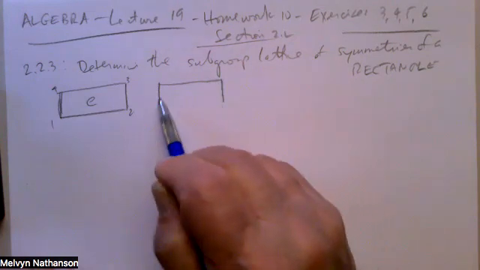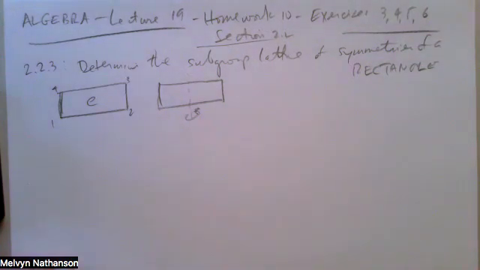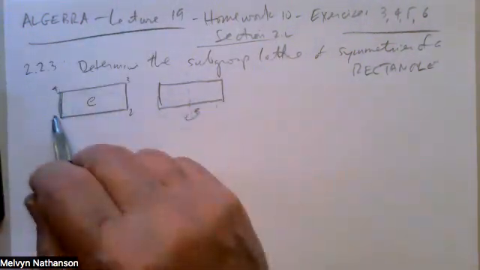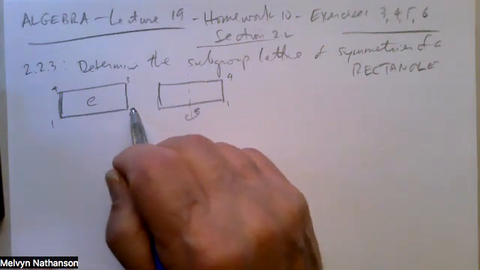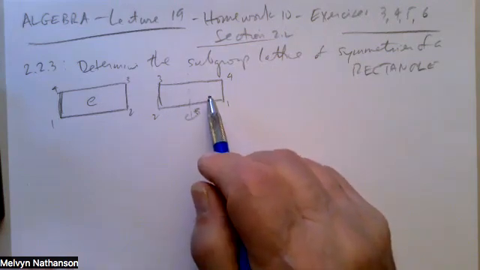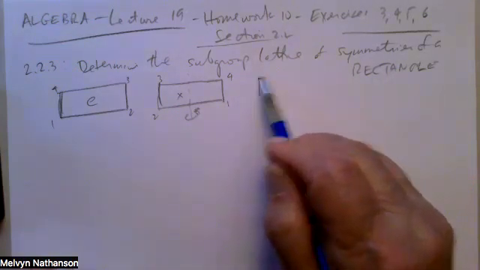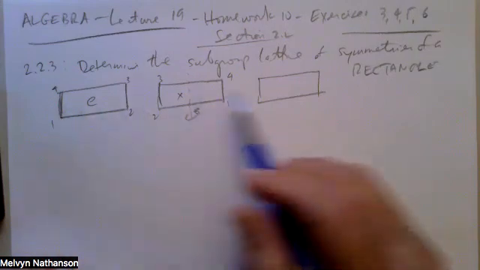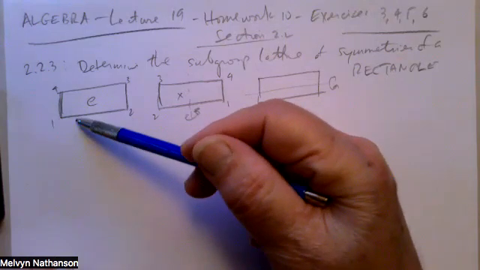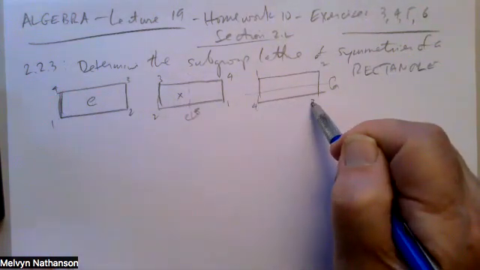Another symmetry would come by rotating the rectangle around a vertical axis. So 1, 4 move from the left to the right, and 2, 3 move from the right to the left. So we can pick up the rectangle, turn it, and put it down like this. Call this X. That's a symmetry. We also have a symmetry where we take our rectangle and rotate it around a horizontal axis. So 1, 2 on the bottom moves to 1, 2 on the top. The top 4, 3 moves to 4, 3 on the bottom.